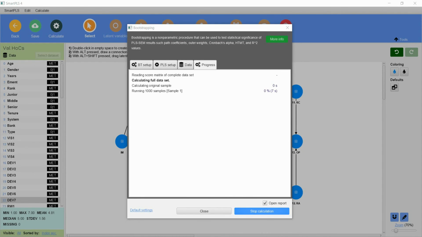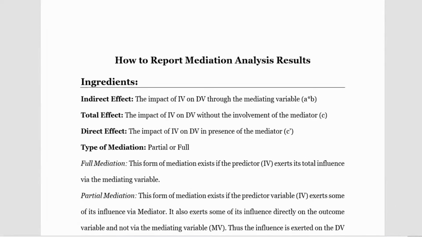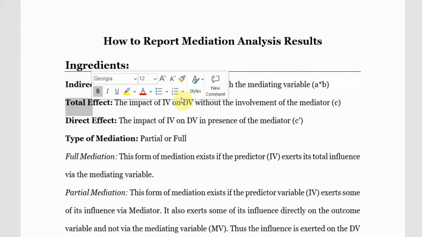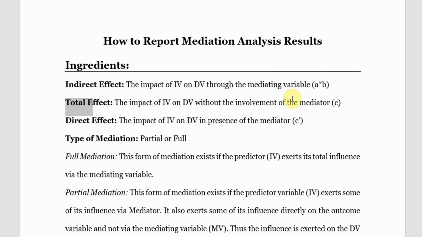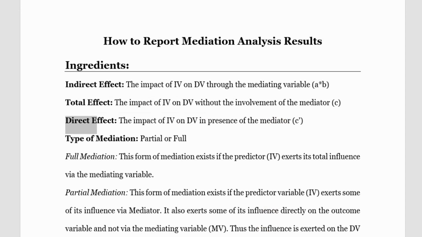How to report it? Let's have a look. So in order to report mediation analysis, you need the indirect effect, that is the impact of IV, in this case IM, on OP through the mediating variable. The total effect, the impact of IV on DV without the involvement of the mediator, or the sum of direct and indirect effect. Direct effect, the impact of IV on DV in presence of the mediator.